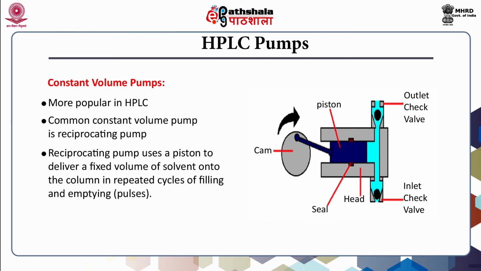Generally, there should not be a gap between the pulses of the mobile phase. Therefore, in order to avoid pulses in the flow of mobile phase, pulse dampeners are built into the pumps. By using these pulse dampeners, the pulse effect can be nullified, so there will be a constant flow of the mobile phase. So, this is about the pumps in the HPLC instrumentation.